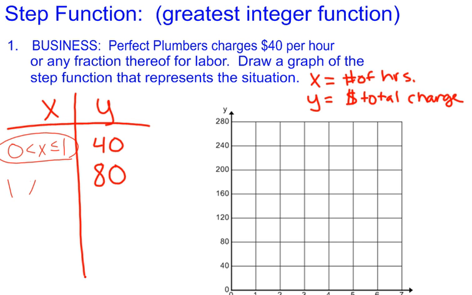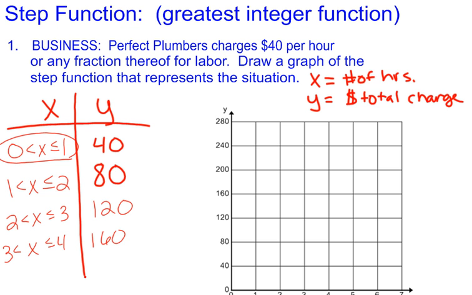Between 1 hour and 2 hours, I'm going to pay $80. So not equal to 1 hour, because if it's exactly 1 hour, it's 40 bucks. But greater than 1 hour, and then less than or equal to 2 hours, I pay $80. If it is 2 hours to exactly 3 hours, I pay $120. If it's 3 hours to exactly 4 hours, I pay $160. So that's what a table would look like for that.